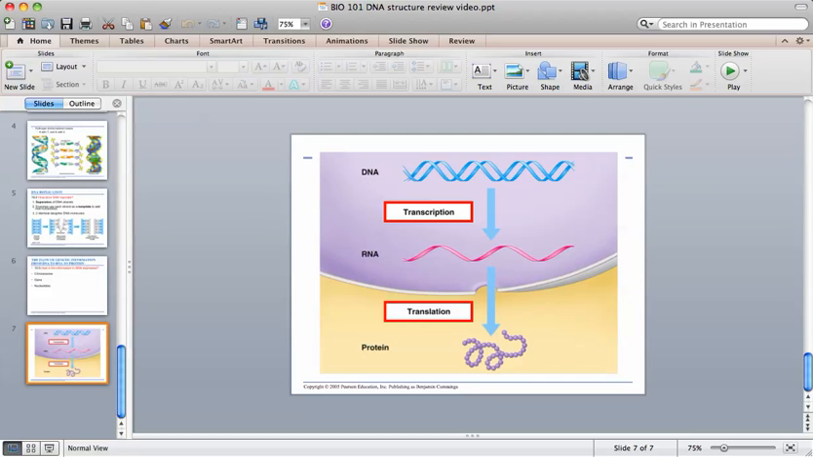and then that RNA leaves the nucleus and goes into the cytoplasm, if we're talking about a eukaryotic cell, of course, to a ribosome where the process of translation occurs. And that's where we take RNA and we put together amino acids to make a protein, so expressing the DNA.